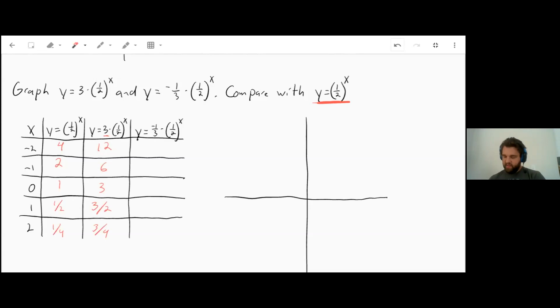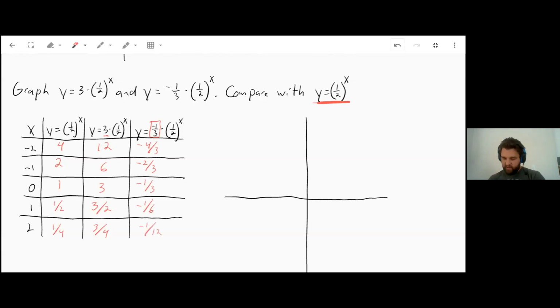Oh, this last one is different though. We're multiplying by -1/3. So 4 times -1/3 will be -4/3. 2 times -1/3 will be -2/3. 1 times -1/3 will be -1/3. 1/2 times negative 1/3 will be negative 1/6. And 1/4 times negative 1/3 will be negative 1/12.